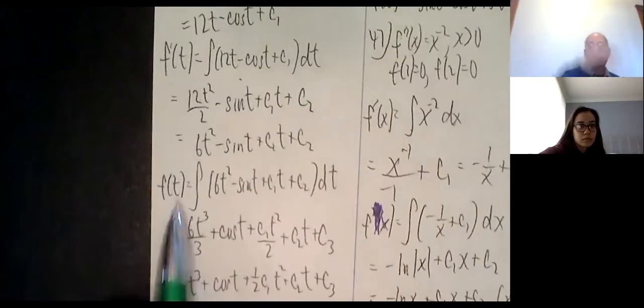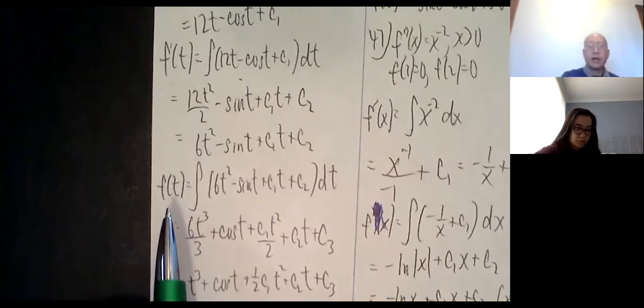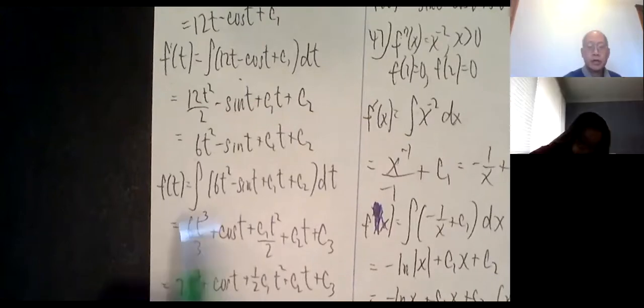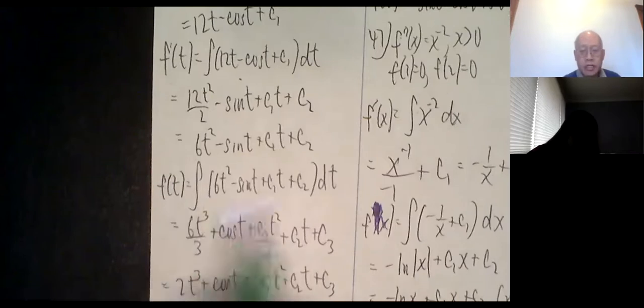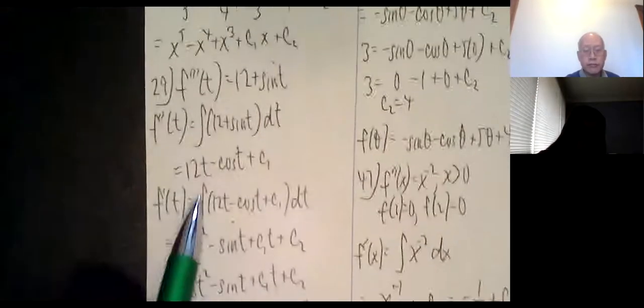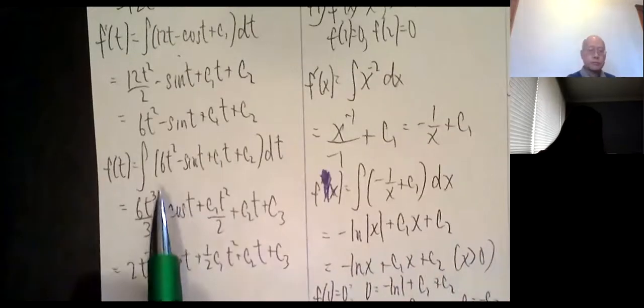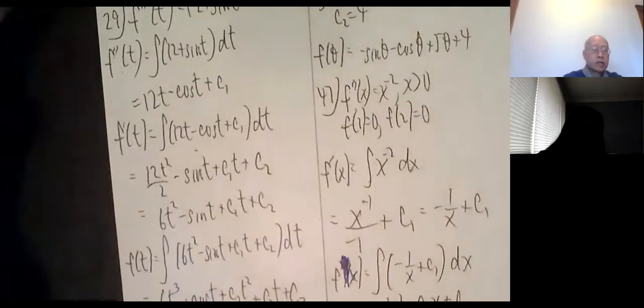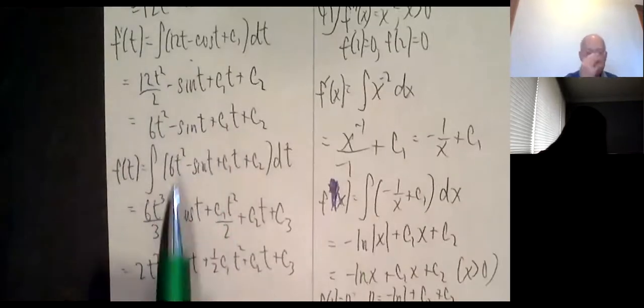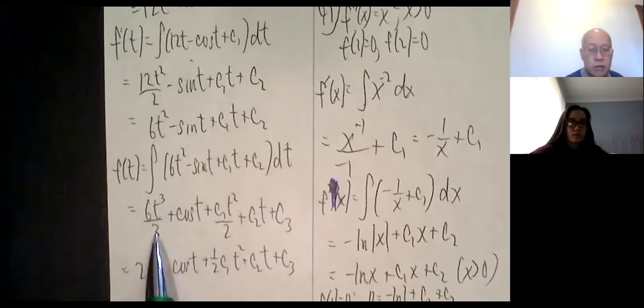So before it was always derivative, right? It's kind of like you're going down, down, down. Now we're kind of going back up, up, up. Okay, so f of t is the integral of this. Notice I did 3 antiderivatives, which is the opposite of taking 3 derivatives. Okay, so what's the integral of 6t squared? 6t cubed over 3.